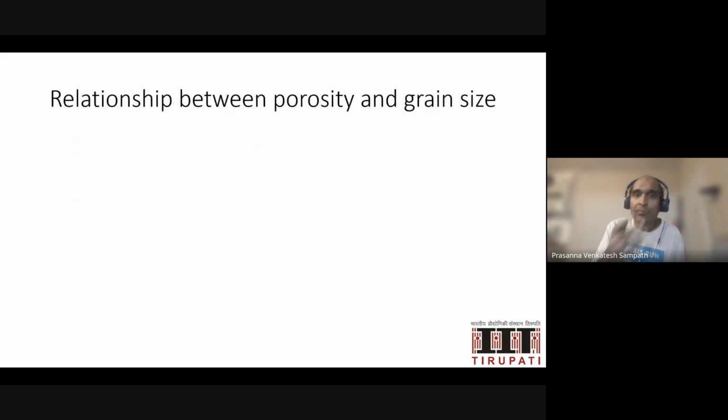The next topic that we are going to discuss a little bit is the relationship between porosity and grain size. I'm going to draw two conceptual pictures, and then I want you to tell me how the porosity will be for these two different cases. On the one hand, I'm going to take a beaker and fill it with soil particles of the same size.